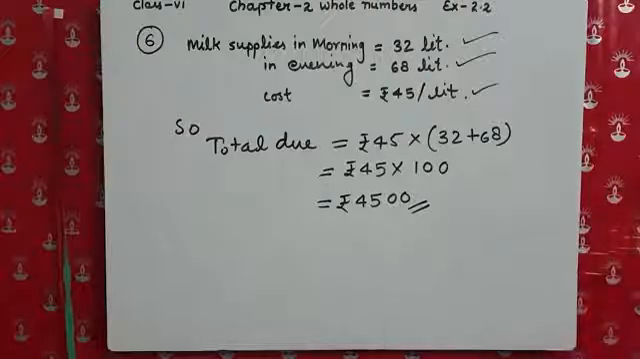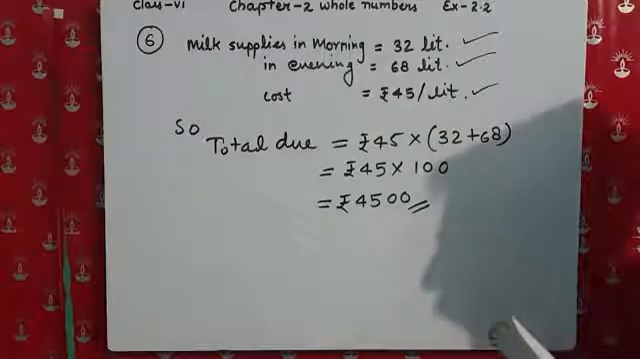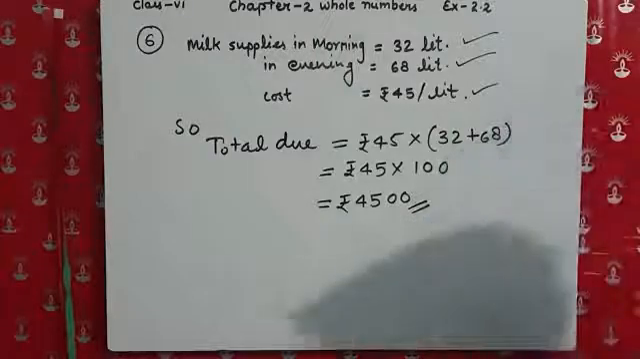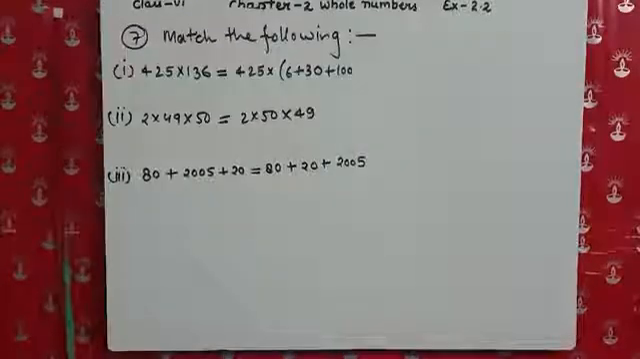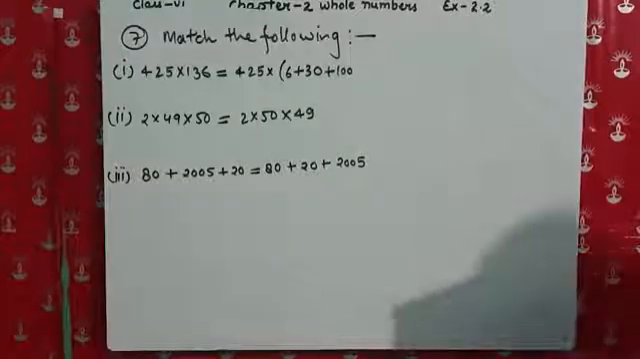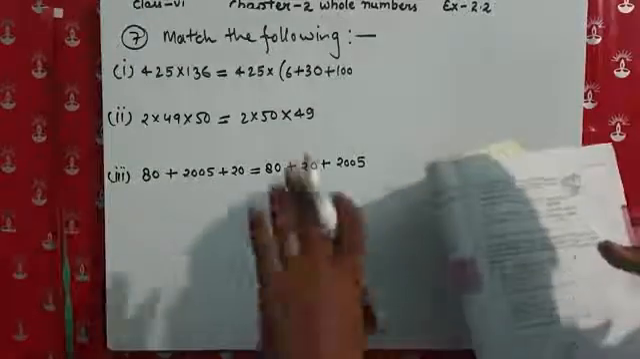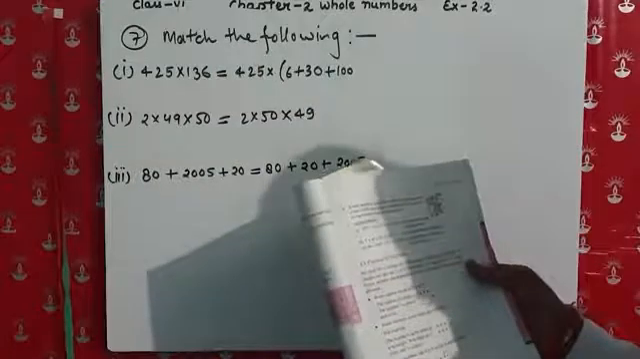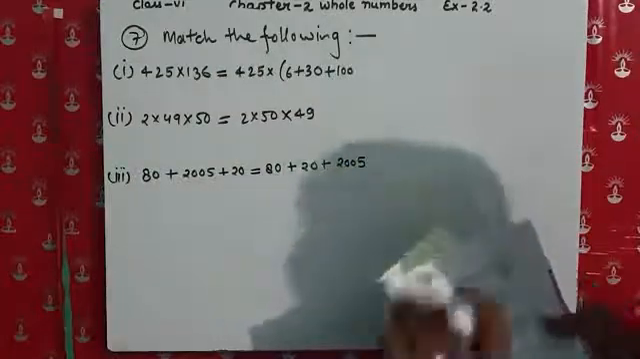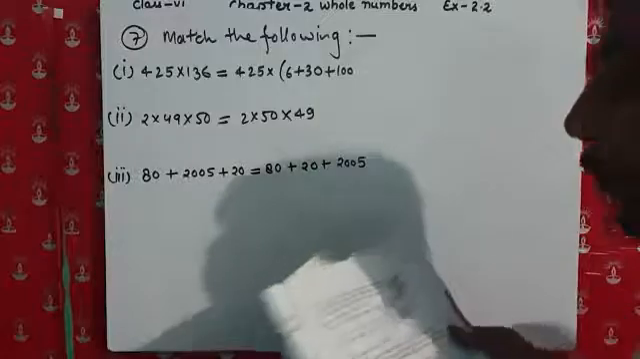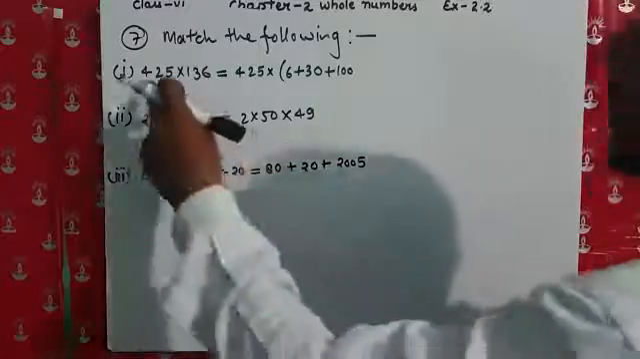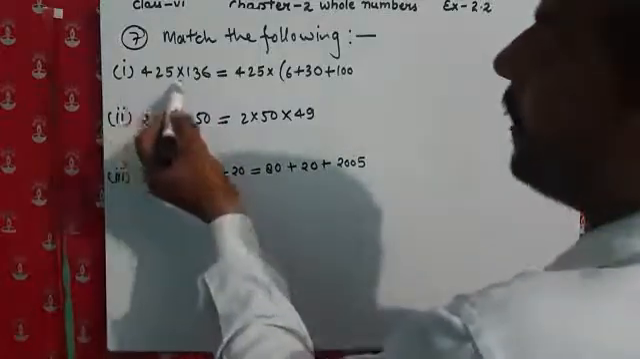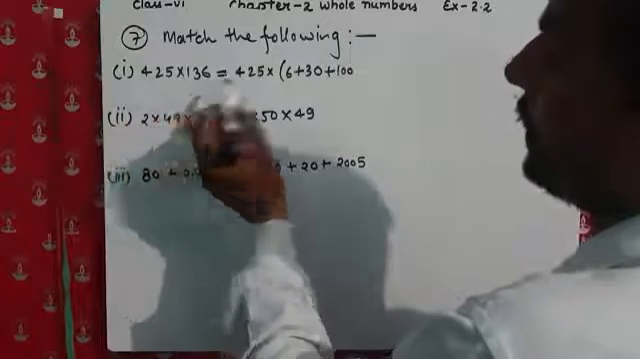Now we are going to question number 7. Here question number 7 is a match the following. So I am going to write down the question on the board. Now question number 7 is written on the board. One side of the part I have written, and the second, the arranged matching part, we are going to write down. Here the first part is 425 multiplied with 136.